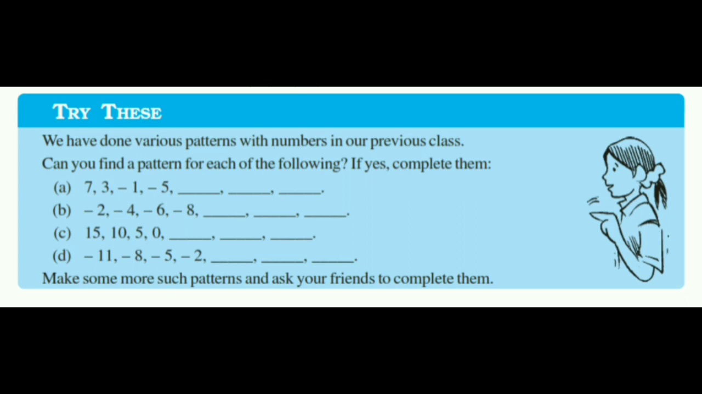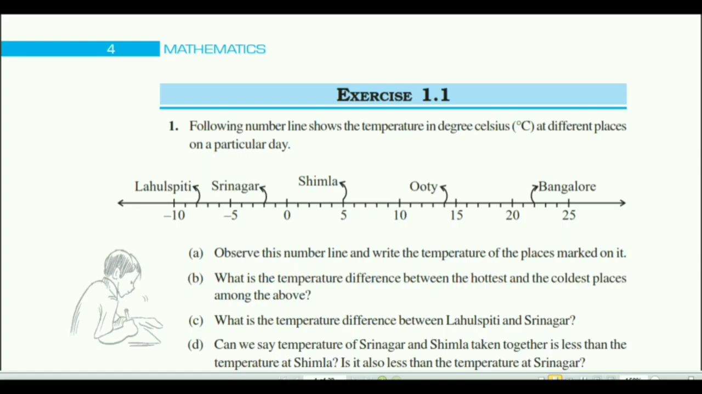-2, -4, -6, -8. All the numbers are lesser by 2, 2, 2, 2. So next is -10, -12, -14. And next two you solve on your own. Children, you try it on your own, okay? I am sure you will be able to find the answers.